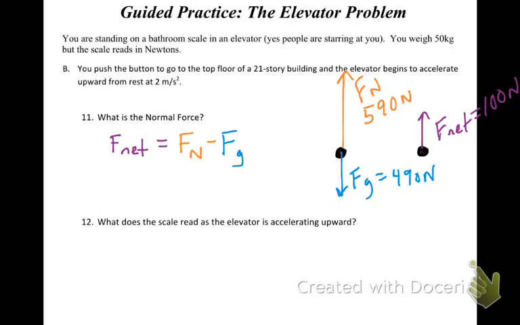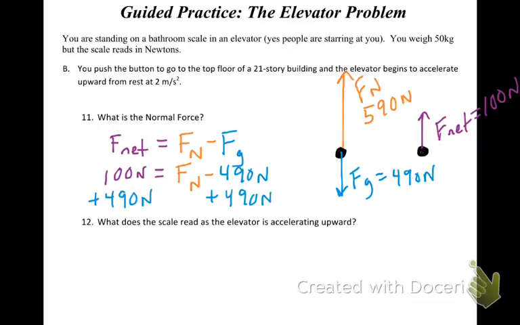So we've got this. If our net force was 100 newtons, that's equal to Fn minus our 490 newtons. So we add 490 to both sides, and we would get our normal force equal to 590 newtons. Now, that's how you would mathematically do it. However, logically speaking, it makes sense.